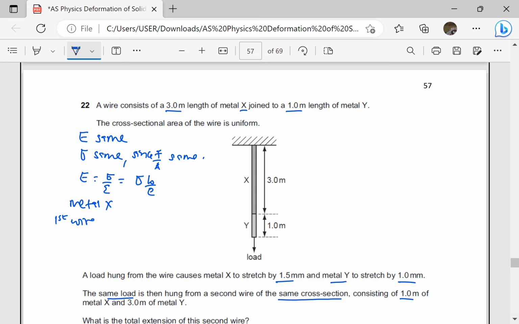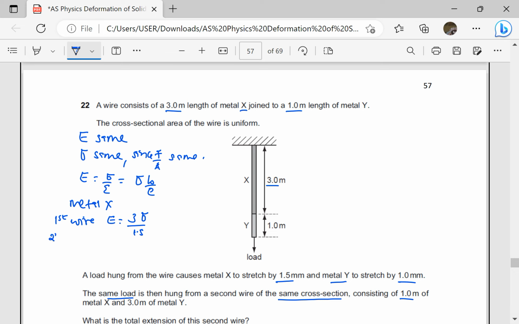The first wire for metal X, Young modulus is going to be equal to stress over strain, so with the original length of 3 meters, I'll say 3 times the stress divided by the extension of the first wire. It is 1.5. I will not change the units because I know I'm going to divide quantities, so this will be 1.5 in millimeters. My answer will still remain in millimeters.